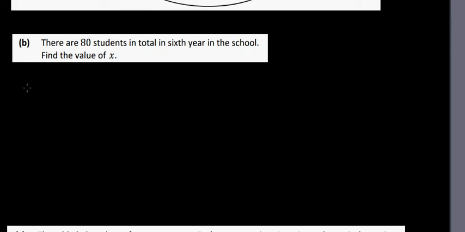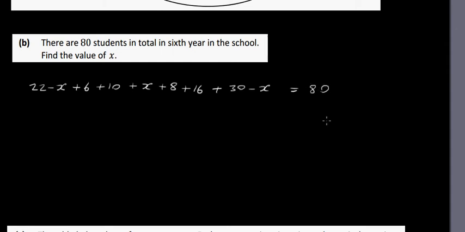So I have 22 minus x plus 6 plus 10 plus x plus 8 plus 16 plus 30 minus x. These are all the sections of my Venn diagram. They should all add up to 80. So this is my equation. I've only got one unknown in this equation here, it's x. So I can isolate that x. I can work out what that x is.